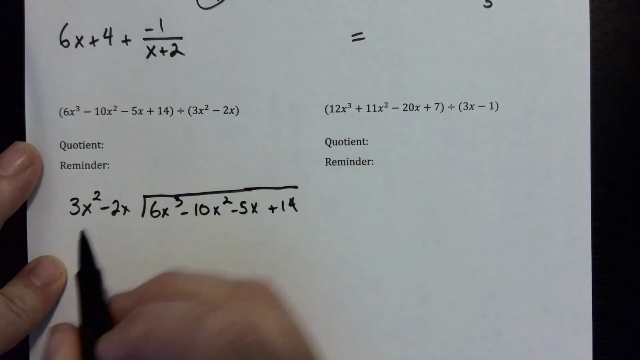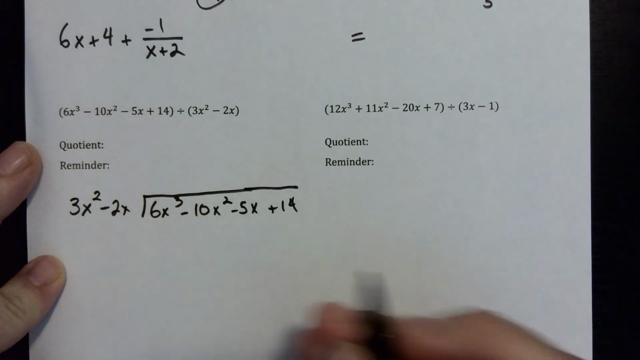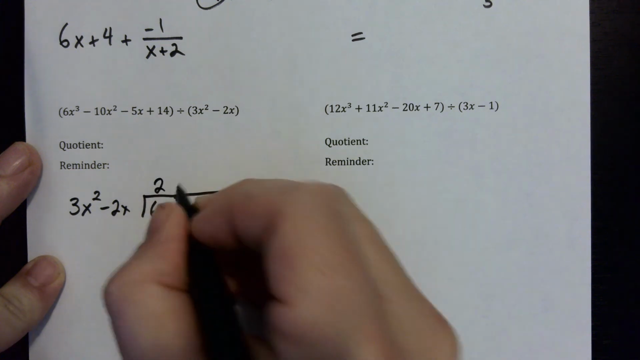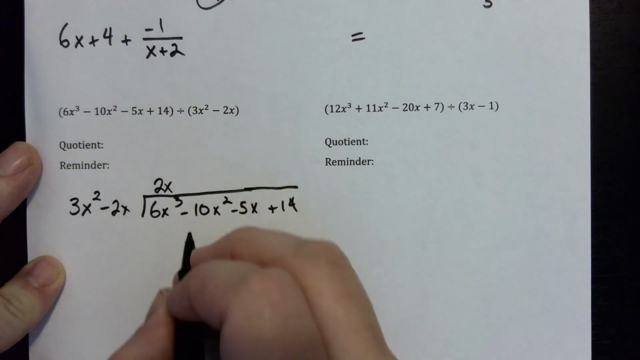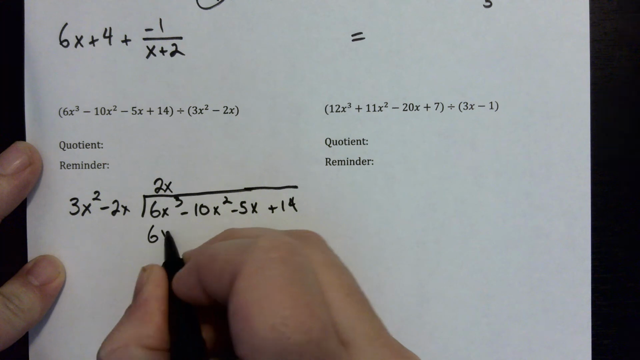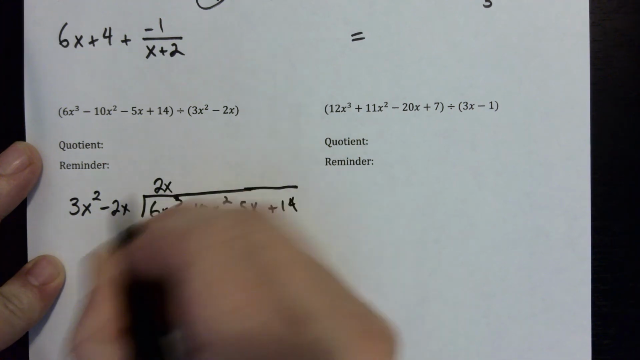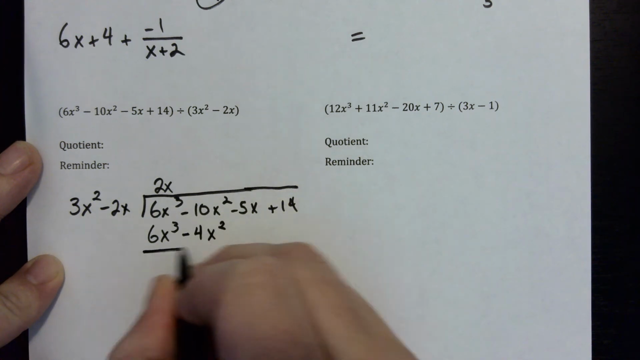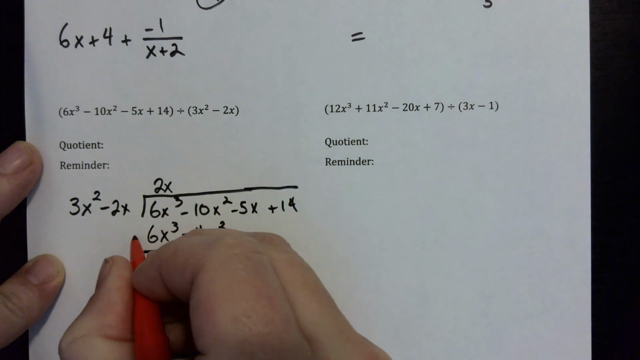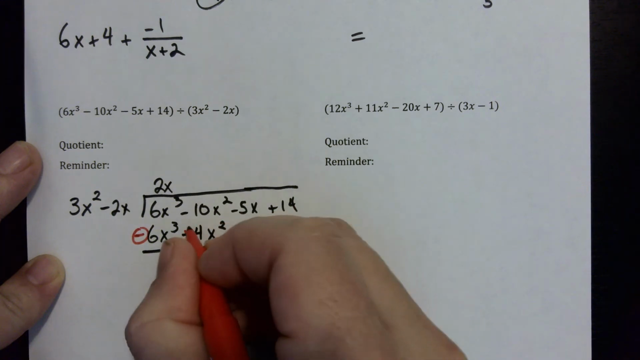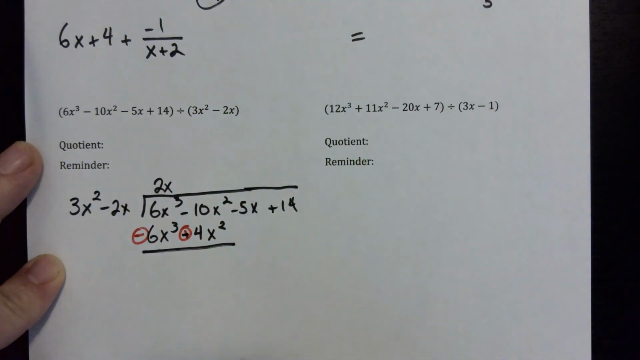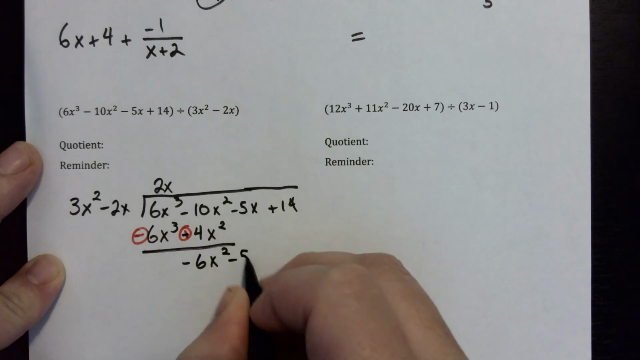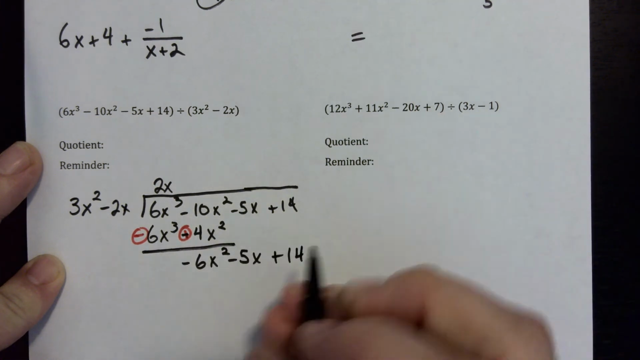Okay, let's begin. So what do I multiply 3x squared by to get 6x cubed? Well, 2 times 3 makes 6, and I need another x, so 2x. So 2x times 3x squared is 6x cubed, and 2x times negative 2x is negative 4x squared. Okay, I'm going to change the signs, so put a minus here and make this a plus. So this goes away and this becomes negative 6x squared minus 5x plus 14.